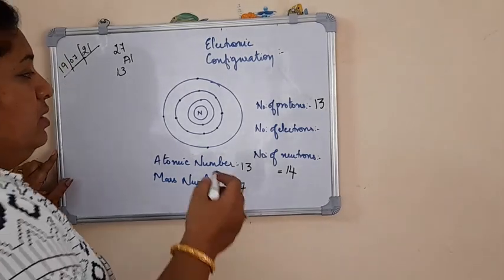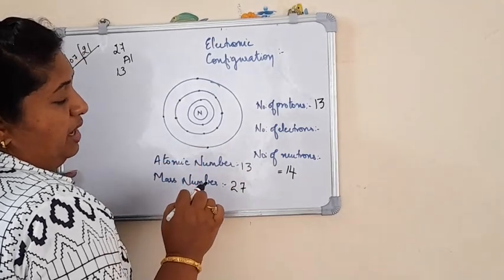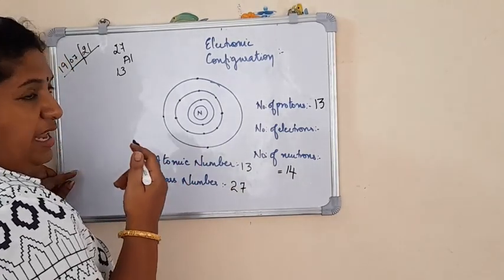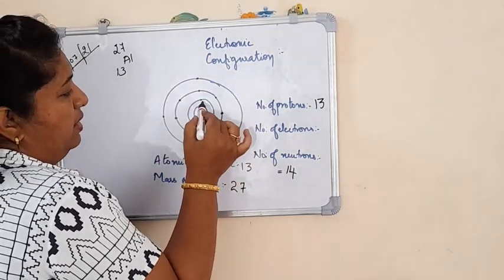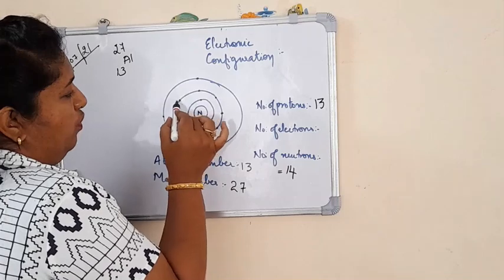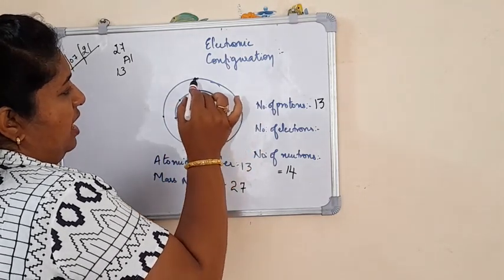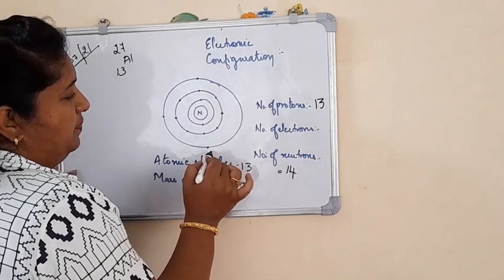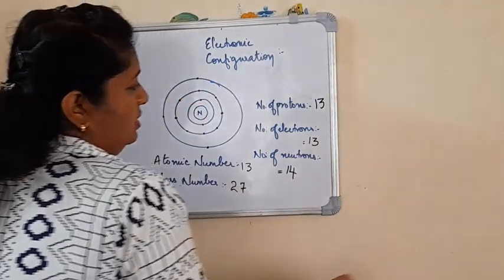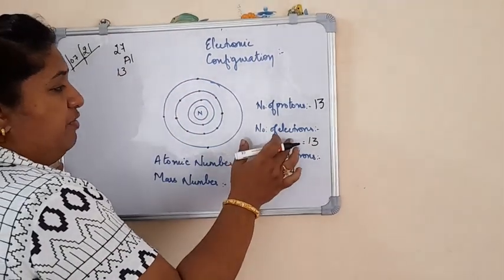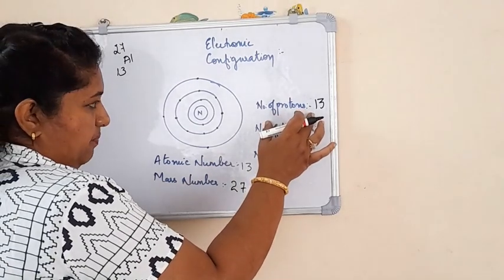Now, you can find out the number of electrons. You can find out from the atomic number also, but from the Bohr atom model, how can you find out the number of electrons? Just count the number of electrons distributed here. 1, 2, 3, 4, 5, 6, 7, 8, 9, 10, 11, 12, 13. So the number of electrons is 13. Since the number of electrons is 13 here, atomic number same, protons same.